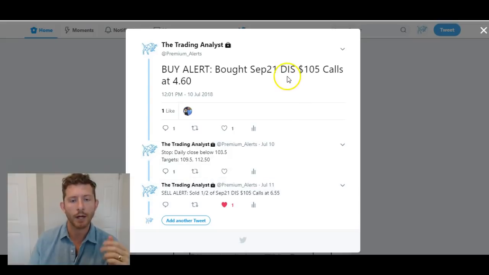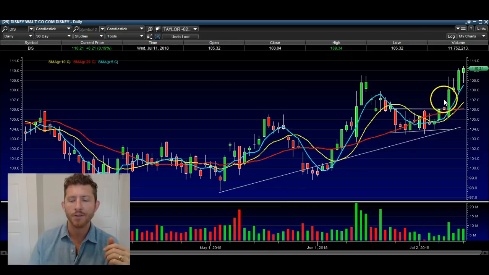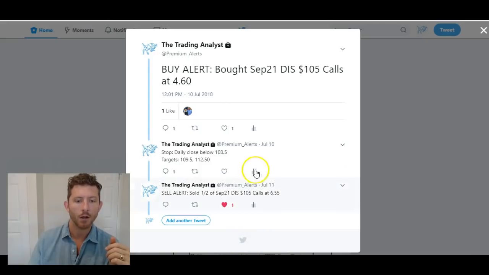So anyways, we got the calls right here when Disney broke out of this little range right there. And as you can see, that was a nice buying opportunity as we ended up breaking out higher right there. We sold part of the position, and you can see that alert right here. We sold half of the position at about a 40% gain on those calls so far.